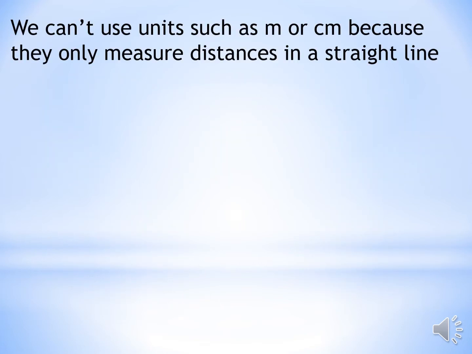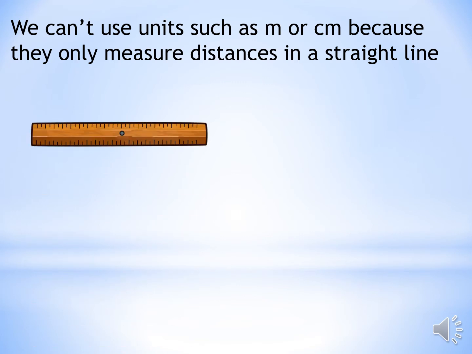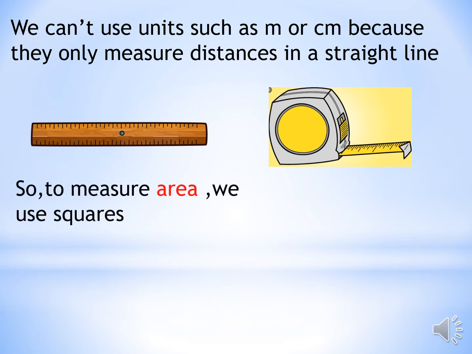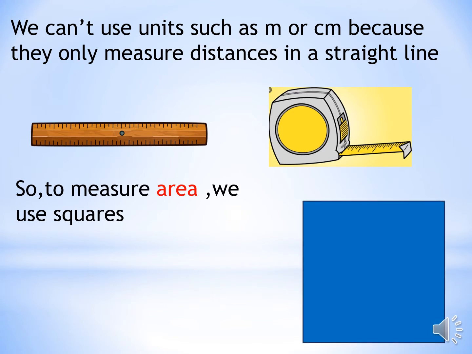We can't use units such as meter or centimeter because they only measure distance in a straight line. We use the ruler or the measuring tape to measure just straight lines. We can't measure the space inside the shape with these tools. So to measure the area, we use squares.